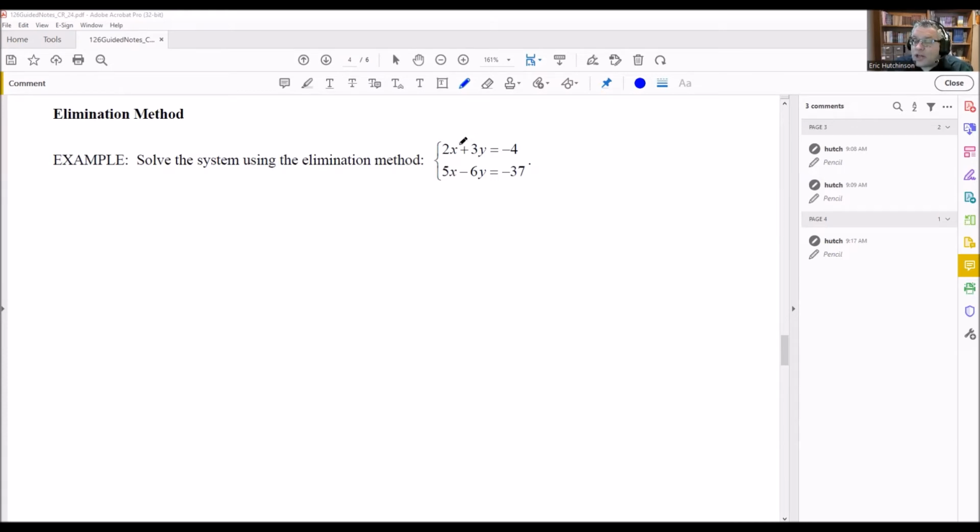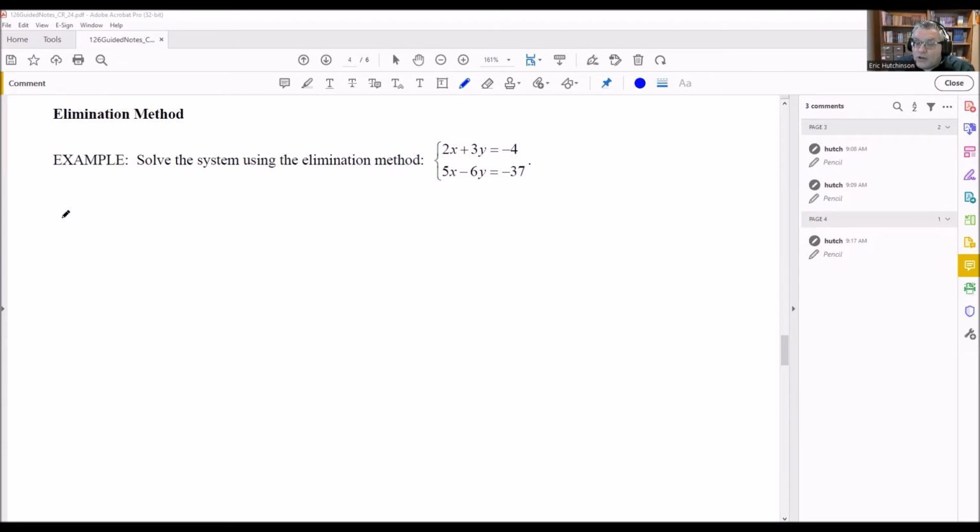Now it's going to be the second one. If I want to eliminate the y's, this is what I would have to look at here. The least common multiple between 6 and 3 is actually just going to be 6. So this one already has the least common multiple I'm looking for. So it's probably going to be easier on this set of equations to eliminate the y. So that's what I'm going to do.